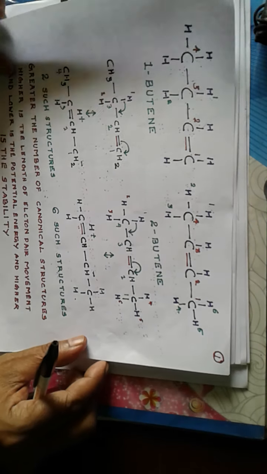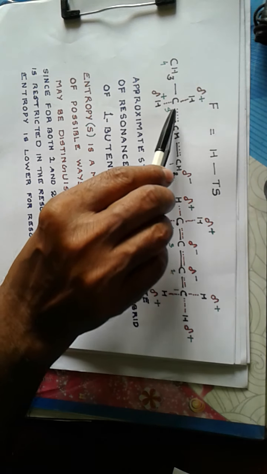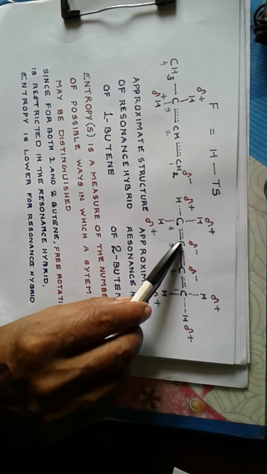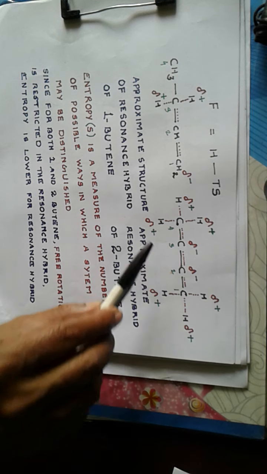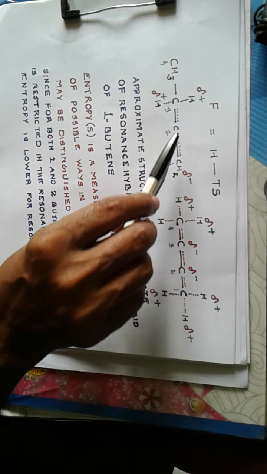both 1-butene and 2-butene. But when we come to the resonance hybrids, the carbon-carbon bonds acquire double bond character. There is only one single bond in the case of 1-butene, and there is no single bond in the approximate resonance hybrid of 2-butene. All bonds have partial double bond character. Here 2 bonds have partial double bond character, and free rotation about a double bond, whether it is full or partial, is not possible. So the number of conformers is restricted.